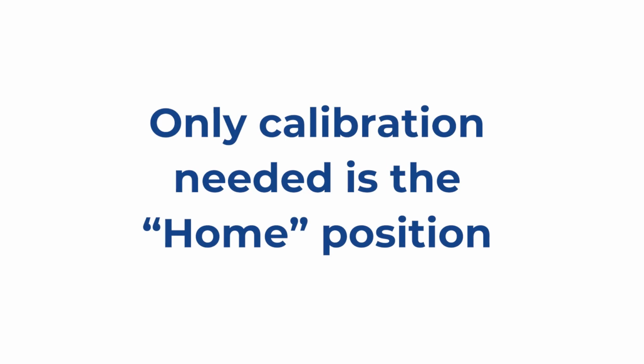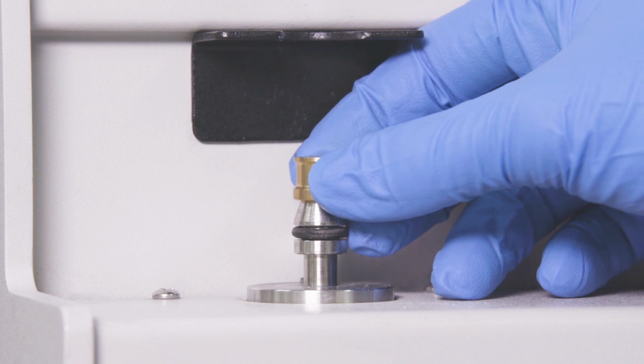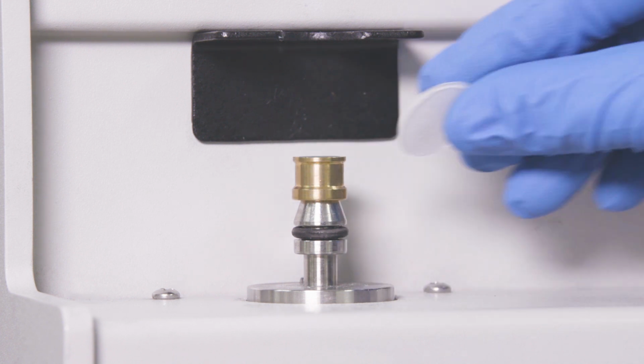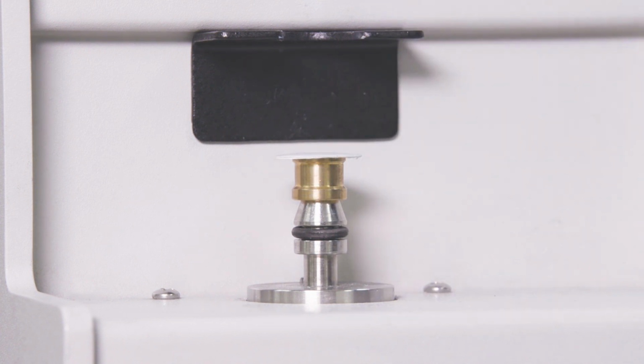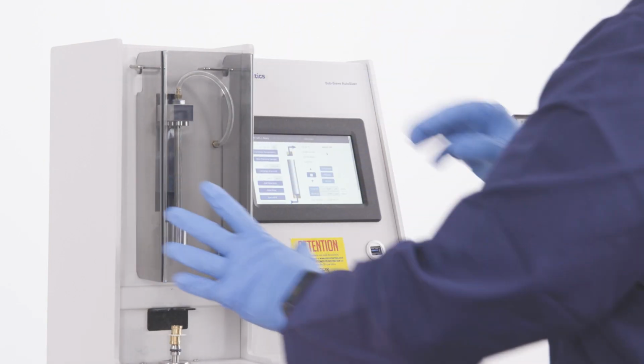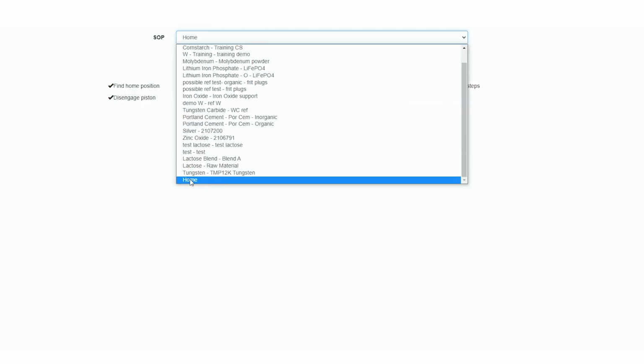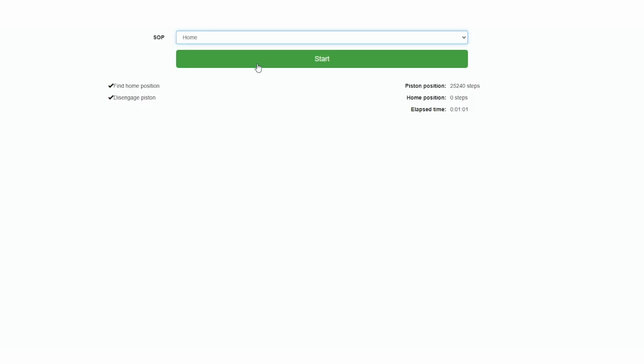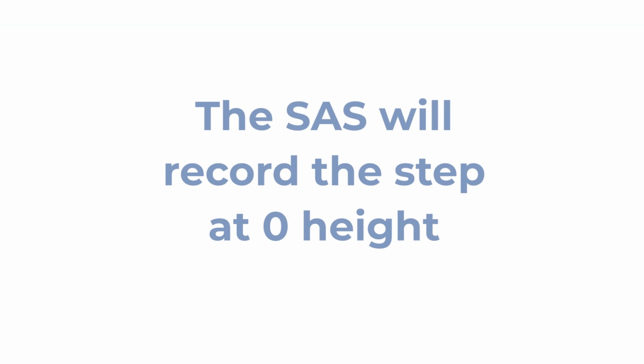Now let us prepare the instrument for a sample analysis. The only calibration needed is the home position. You place two brass plugs and the two filter papers on the anvil. Make sure that the shield is in place and select Home from the drop-down menu. Press Start. The SAS will record the step at 0 height.